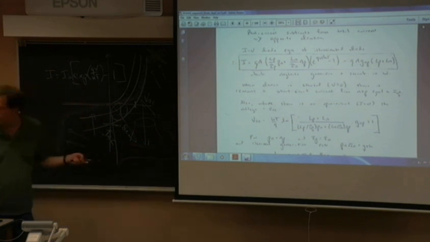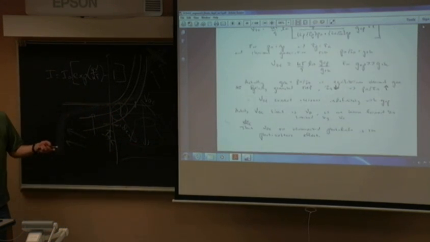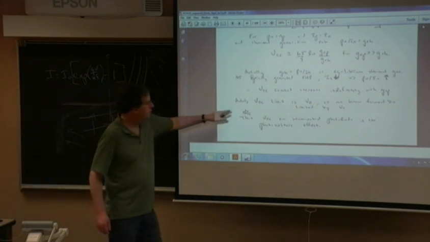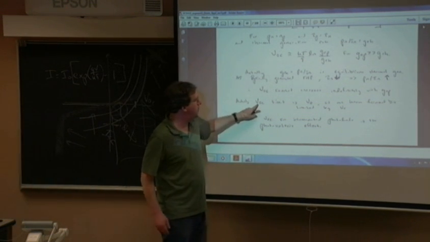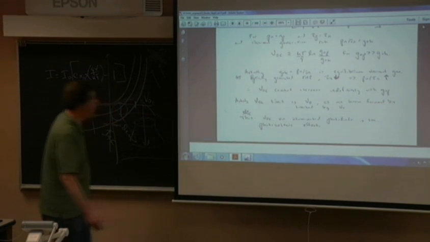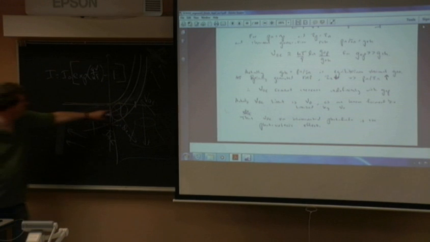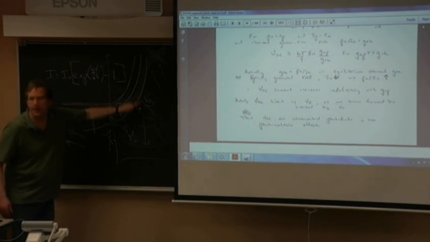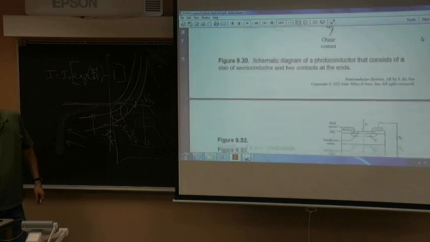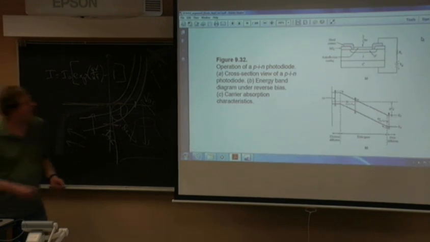Here's the open circuit voltage, by the way. And so you can see the open circuit voltage for a solar cell is limited by the band gap voltage. We kind of explained that in the diode when we talked about deviations from ideality and when we hit that knee. That's the photo absorption. Here's the PIN.